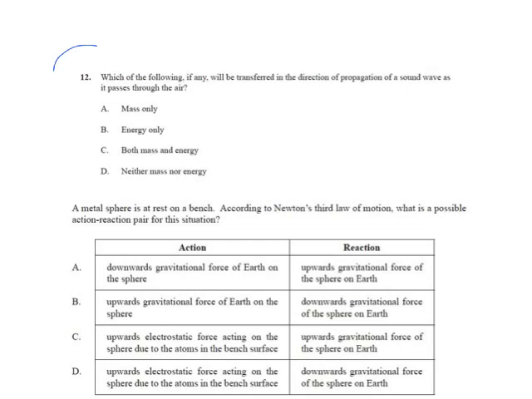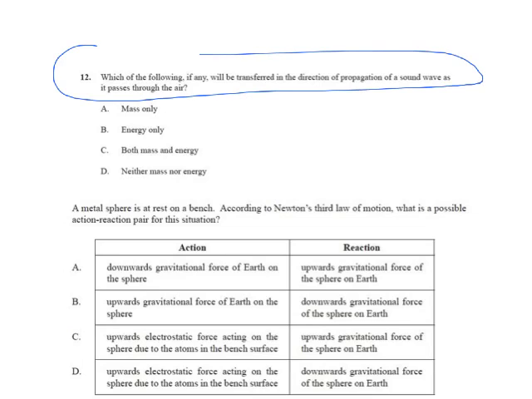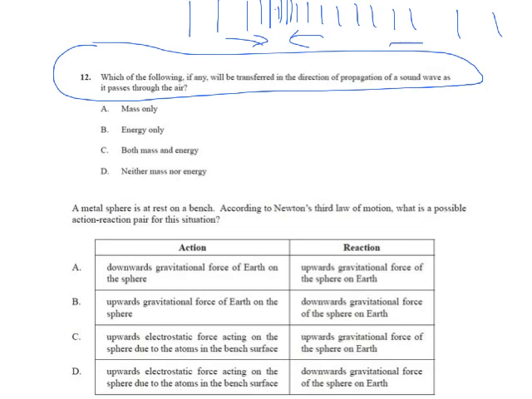Now to sound. Which of the following, if any, will be transferred in the direction of propagation of a sound wave as it passes through the air? Now, if you remember, propagation of sound is due to rarefaction and compression. So what happens is the sound travels by squeezing the particles together and then stretching them out again. However, these particles, they simply vibrate backwards and forwards. The particles in reality do not move beyond their equilibrium point.